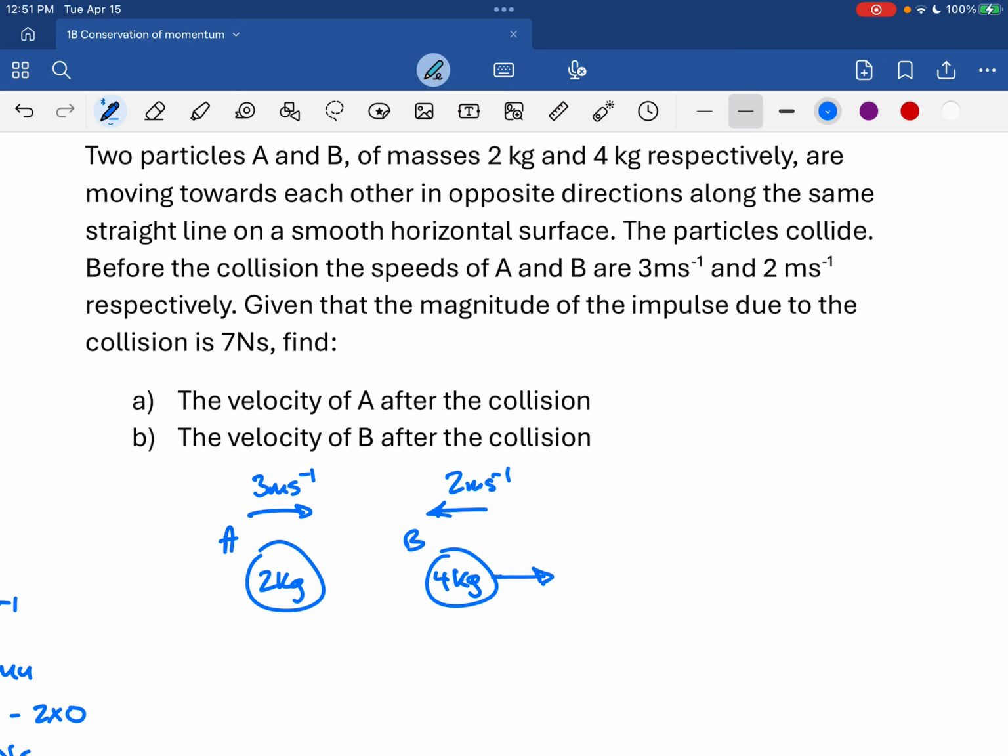So B will feel an impulse going in that direction, and A will feel an impulse going in that direction from the collision. We don't know the velocities, so they could go, well, they could go in either direction. You could go like that. You could have that scenario. You could have them both going left. Completely up to you. The maths would sort it all out. So I am going to just assume they collide and then both go in opposite directions.